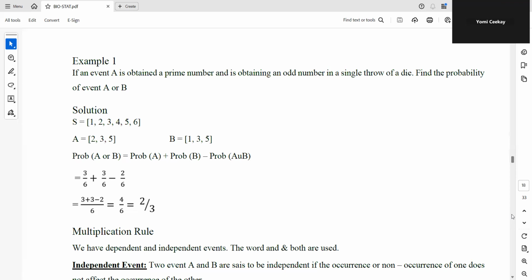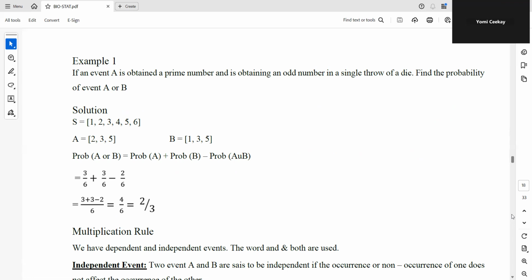What are prime numbers? A prime number is a number that can only be divided by what? Itself and 1. It has 2 factors. So in numbers 1 to 6, what are the prime numbers there? 2, 3, and what? 5. 2, 3, and 5. Then the second event B is what?